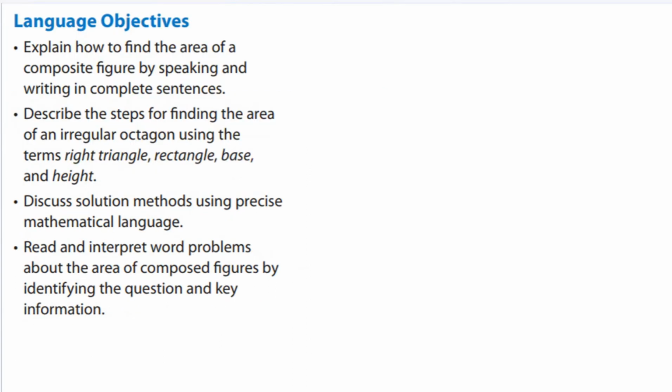The language objectives. Hopefully you'll be able to say this. I can explain how to find the area of composite figure by speaking and writing complete sentences. I can describe the steps to finding the area of an irregular octagon using the terms right triangle, rectangle, base, and height. I can discuss solution methods using precise mathematical language. I can read and interpret word problems about the area of composed figures by identifying the question and key information.